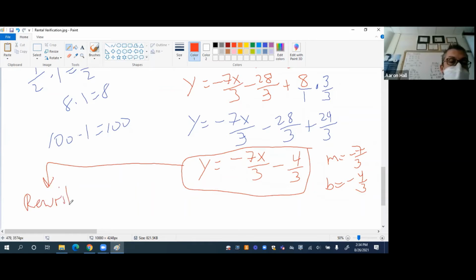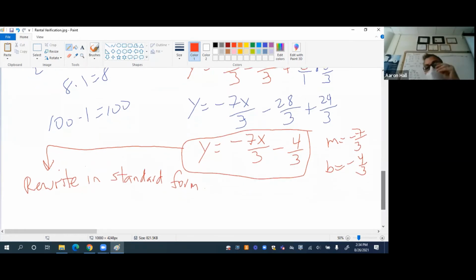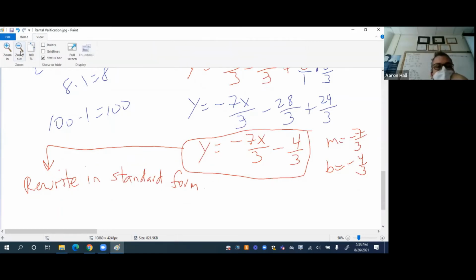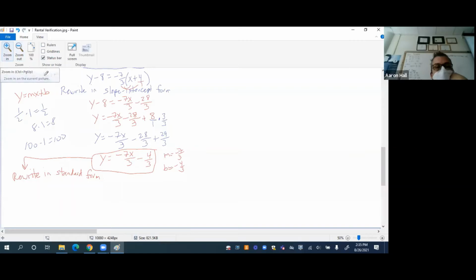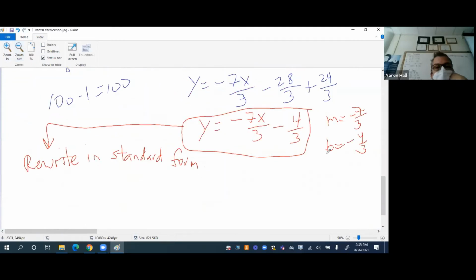Rewrite in standard form. Well, what do I do? Remember, standard form is this form of a times x plus b times y equals some c value, right? How do I rewrite this in standard form?